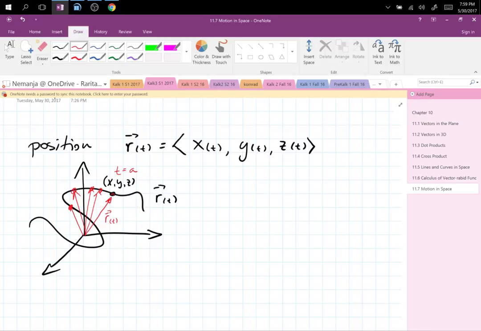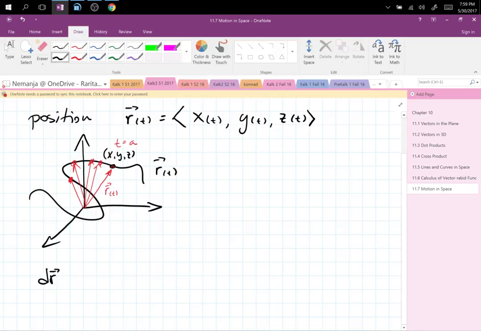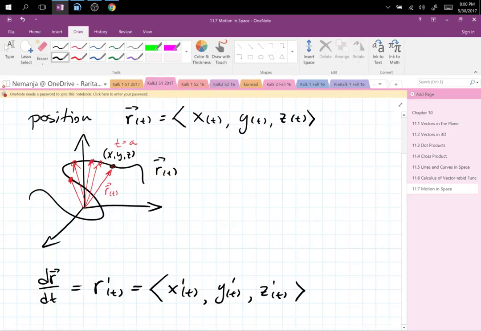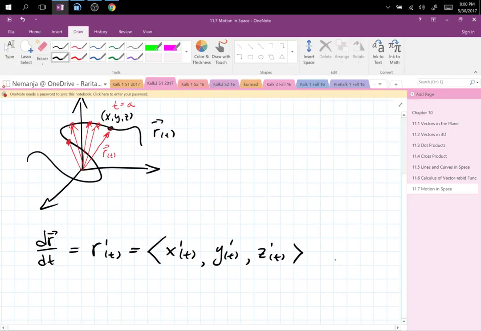And now we just hit this vector with Calc 1, the derivative. The derivative of vector r with respect to time, which we denote by r prime of t, is going to be the velocity vector. It's just taking independent Calc 1 derivatives: x prime, y prime, and z prime of t. Again, a vector-valued function, this time with all of the derivatives in there. Now that gives us velocity.